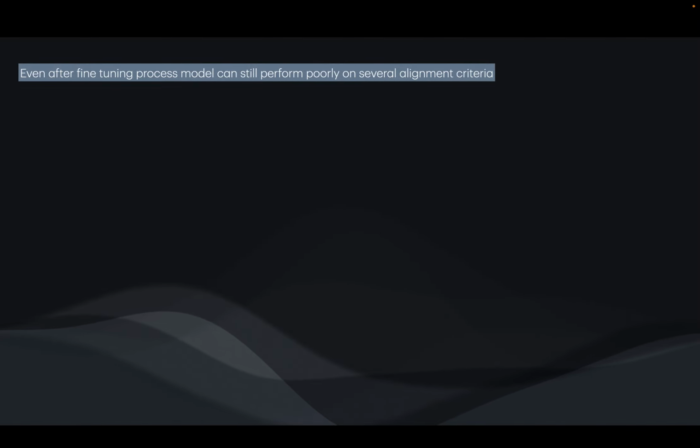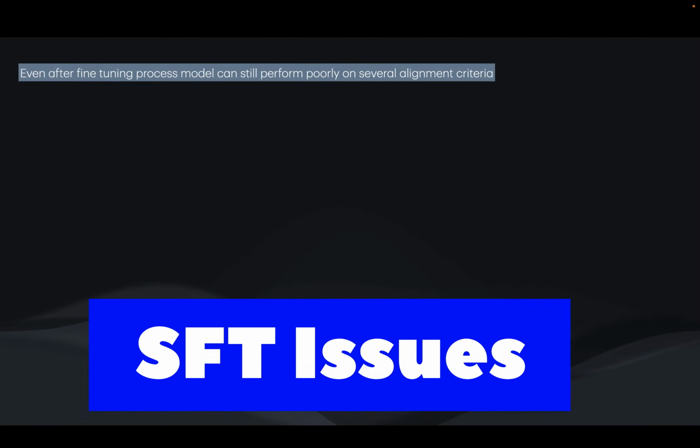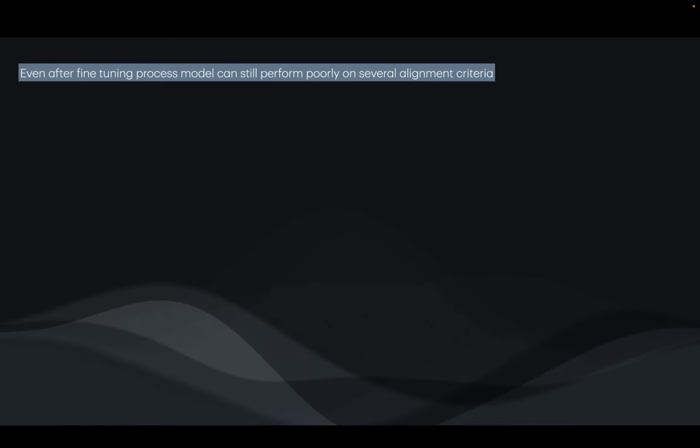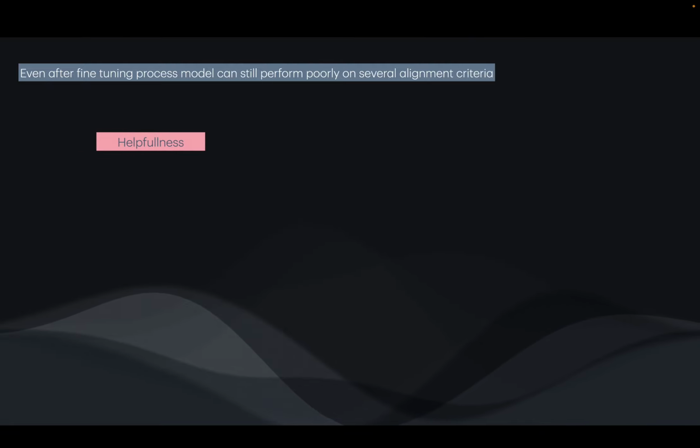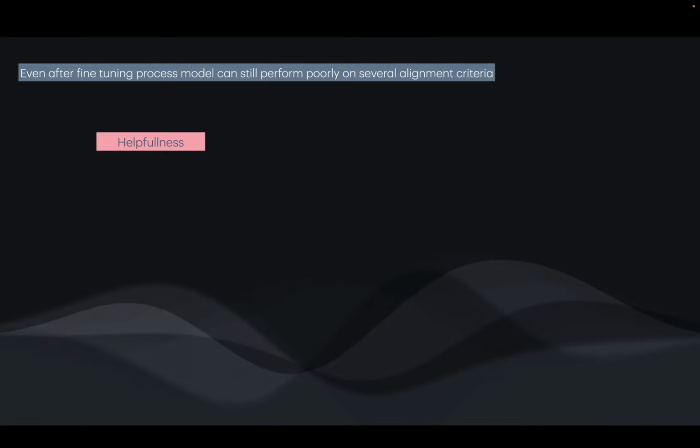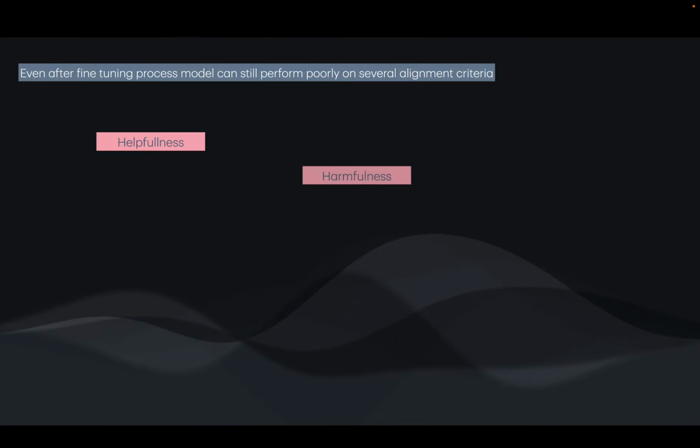Even after the fine-tuning process, the model can still perform poorly on several alignment criteria, right? So what are these alignment criteria? Let's discuss that. Helpfulness is one of the criteria. You are putting some questions and asking for help, but the model may not give you your desired output, which may not be helpful for your question or the context you are passing as a prompt, right? Then there are other alignment criteria, like harmfulness.